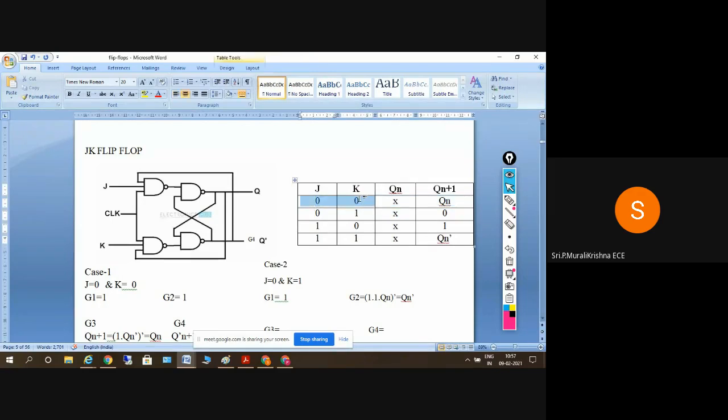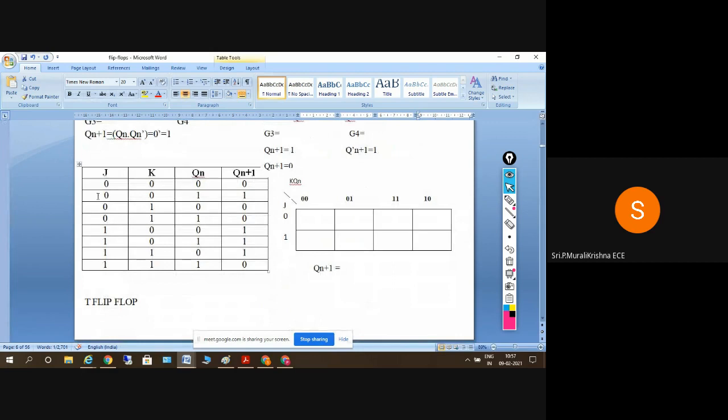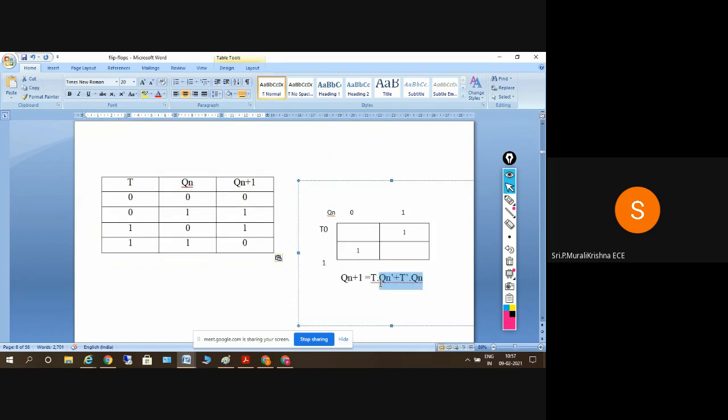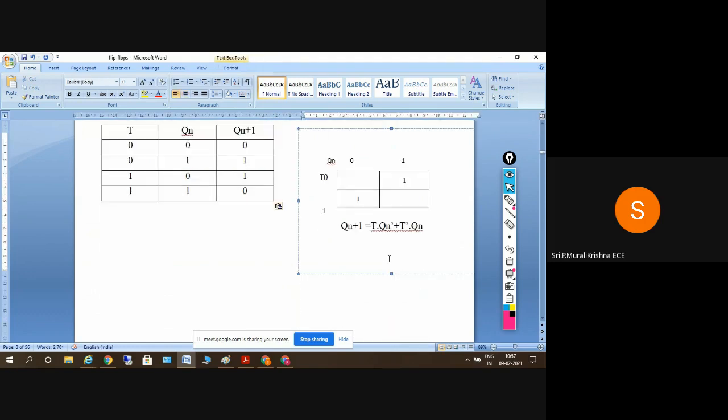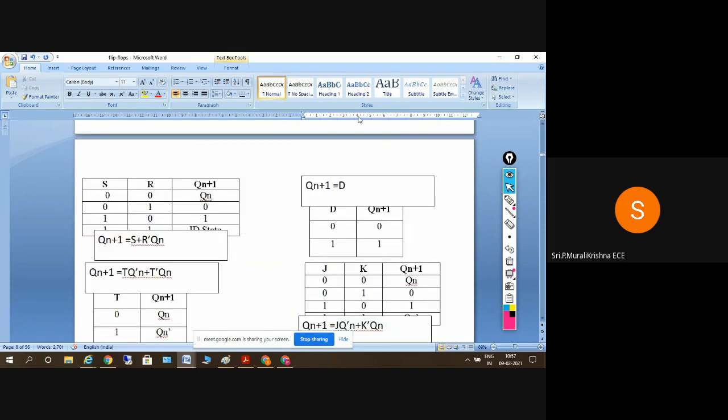So JK are equal. When they are 0 0, we get Qn, and when they are 1 1, we get Qn bar. So that is the case here. Yes or no? Yes, sir. These two values and these two values will give the truth table of the T flip-flop. This is the equation for the T flip-flop.